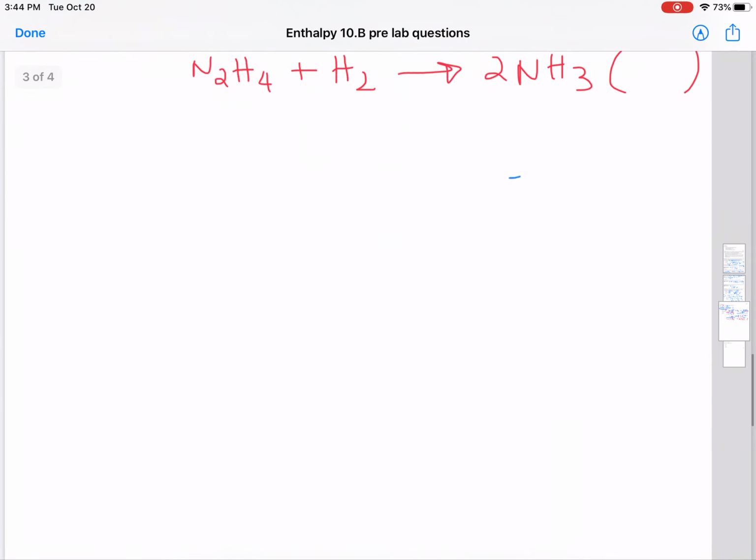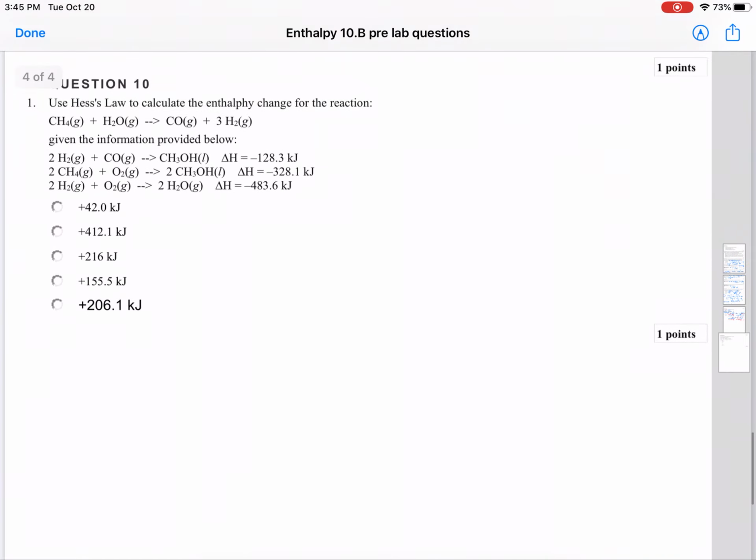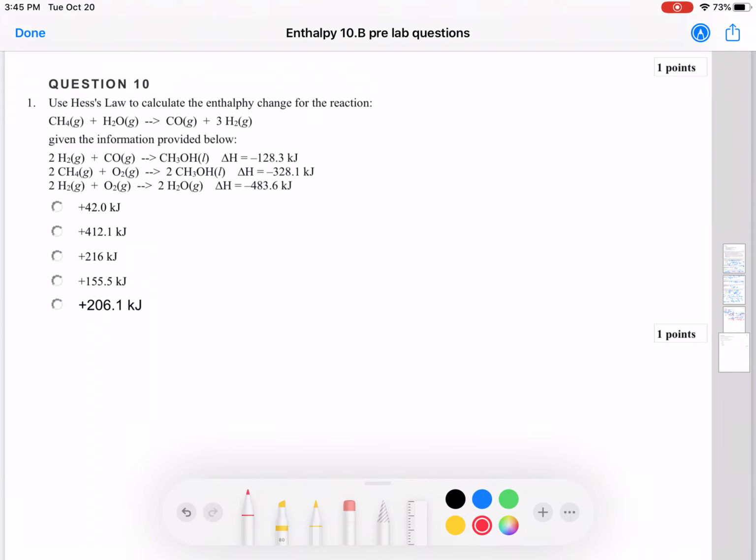And the next one is also similar. Use Hess's law to calculate the enthalpy of this reaction. We have methane plus water giving you carbon monoxide and 3 hydrogen. That is the target reaction. So this is the one that we want to find the enthalpy of.